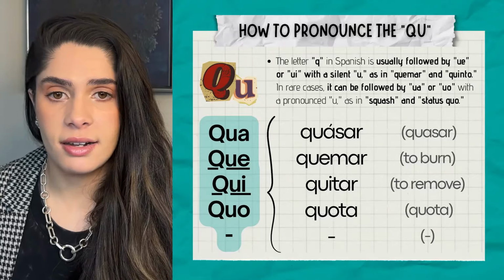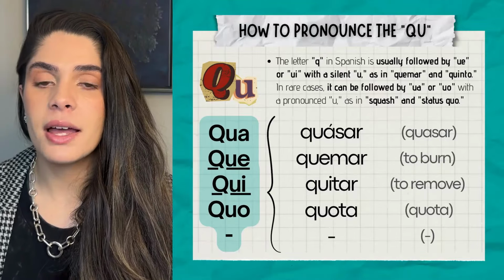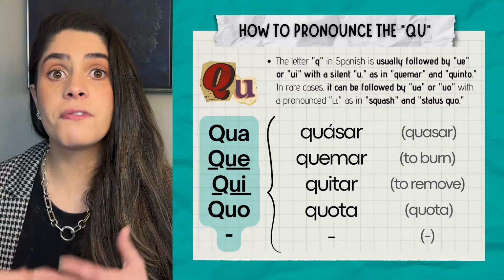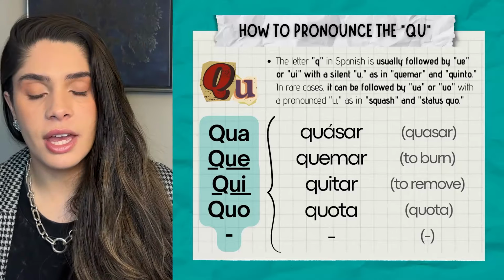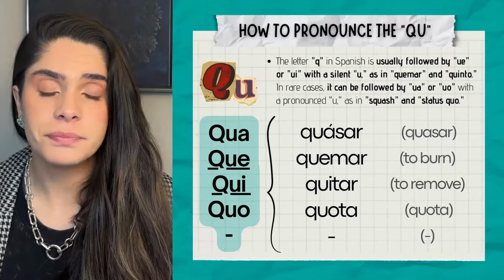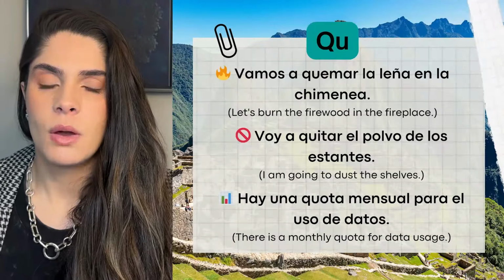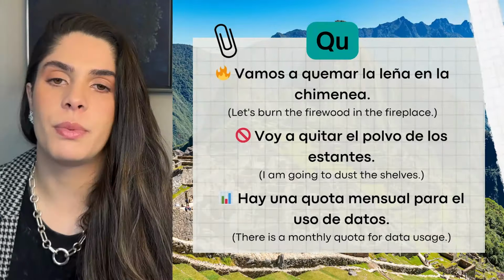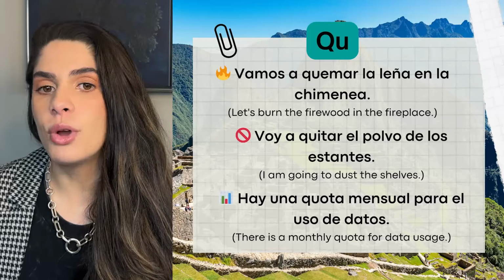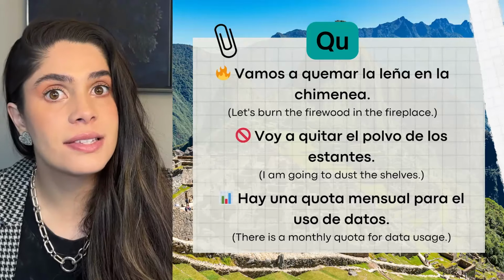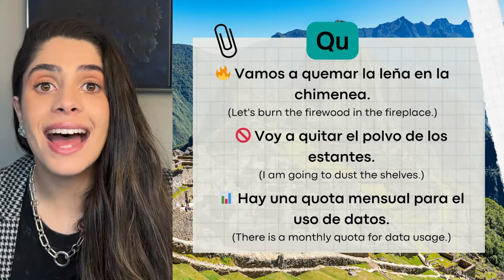Qua, quasar. Qua, quasar. Okay, it's a little more soft. But more words you're going to find with que and qui, like quemar and quitar. Okay, in quo, like in quota, it's not very common, as I said before, okay? Well, let's practice with more examples. Vamos a quemar la leña en la chimenea. Voy a quitar el polvo de los estantes. Hay una cuota mensual para el uso de datos.